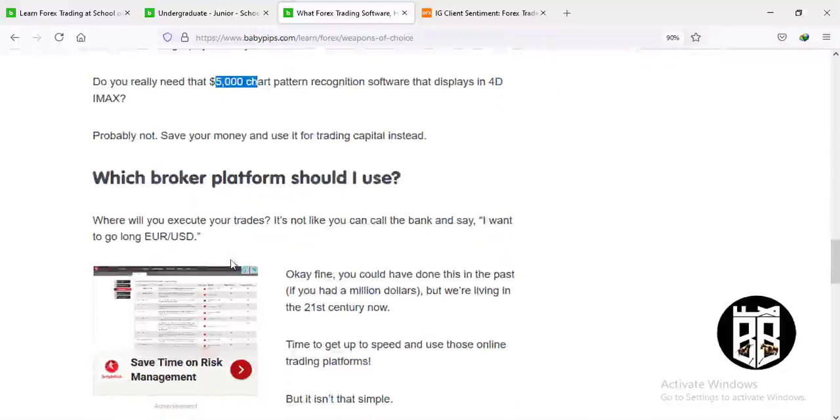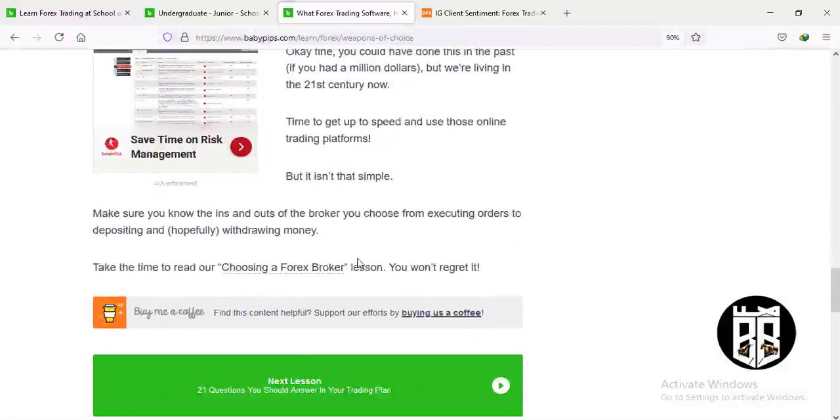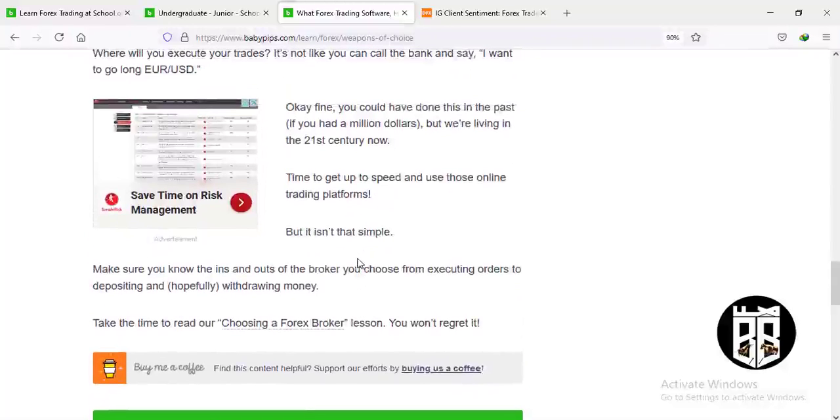Now the next lesson is, which broker platform should I use? So I'm going to tell you the one I use. I use Exness.